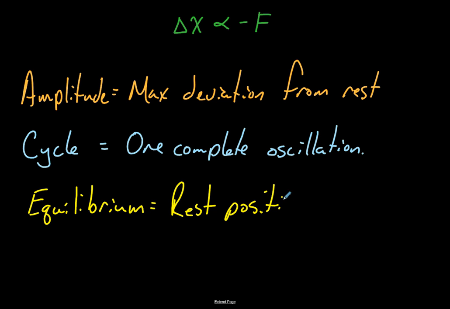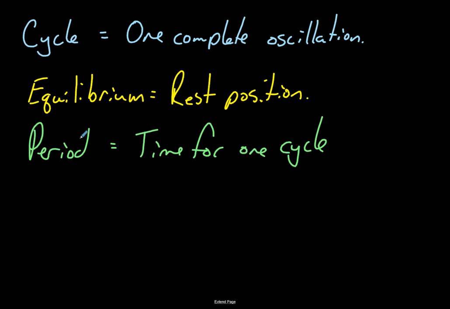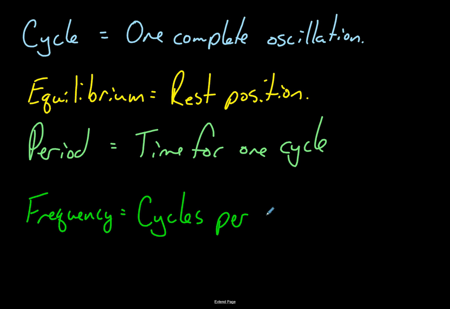So remember, too, amplitude is just in one direction. It's not the total displacement from the bottom to the top. It's displacement from rest. Okay, so equilibrium is rest position. Period is time for one cycle. And last but not least is frequency, which is cycles per second. So let's go back and state what units we would use for these things, if applicable.